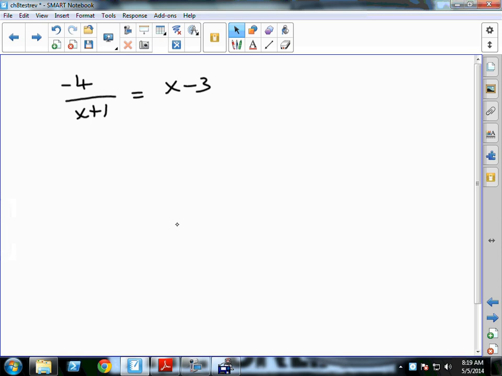How do you solve proportions? You drive down Knoll Edge Road. No, you don't drive down Knoll Edge Road. How do you solve proportions?